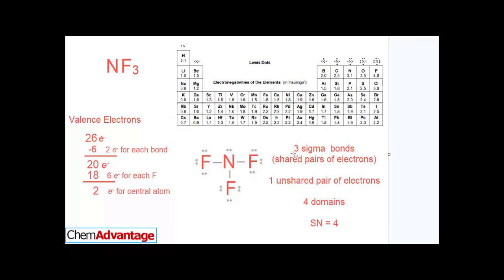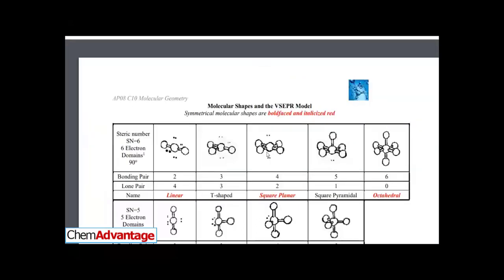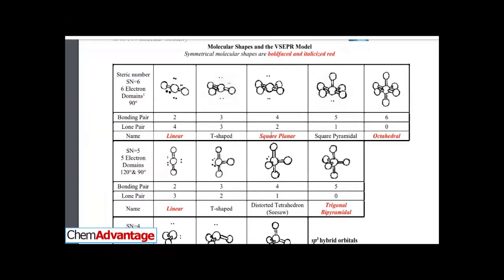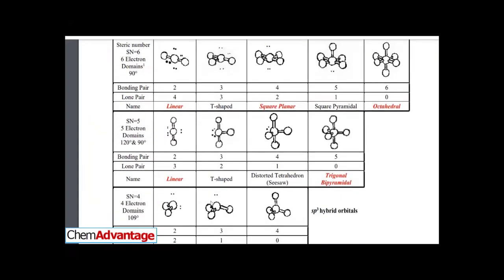You're going to need to know how many bonds we have, how many pairs of electrons, and how many domains to figure out the shape of the molecule. So we have 1, 2, 3 sigma bonds, 3 shared pairs, 3 bonds, and 1 unshared pair, 4 domains. So remember that, and let's flip over right now to our molecular shape table, which is going to be used as our method of finding the shapes of molecules.